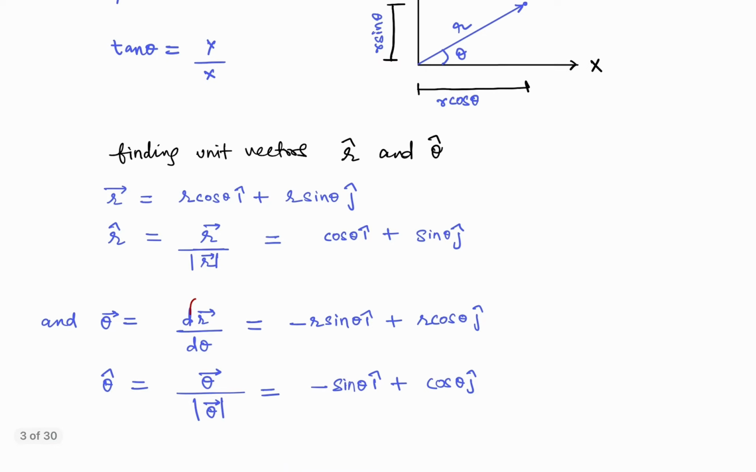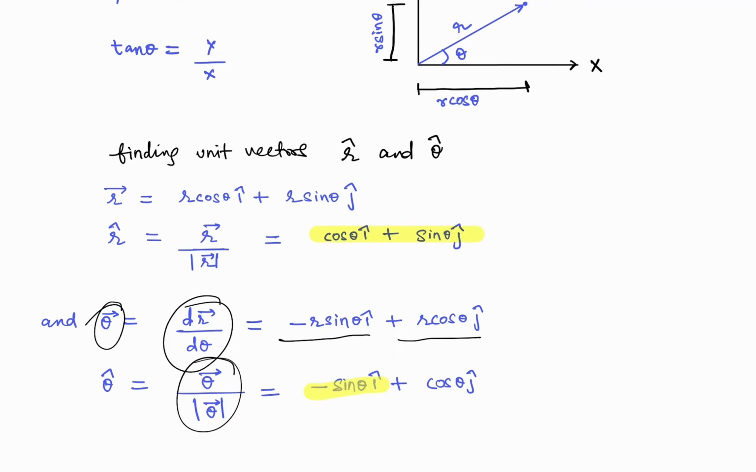In the same manner, you will do it for theta. But to get the theta vector, you are required to find the rate of change of vector r with respect to theta, which is minus r sin theta i cap plus r cos theta j cap. And now you divide that by the magnitude of that vector, and then the answer will be minus sin theta i cap plus cos theta j cap. So we have two very important results, that is cos theta i cap plus sin theta j cap, that is r cap, and minus sin theta i cap plus cos theta j cap, that is theta cap.